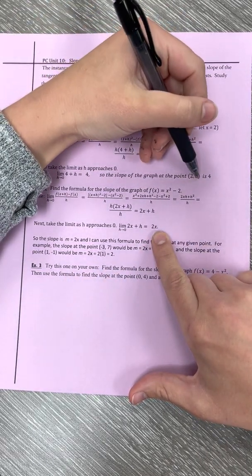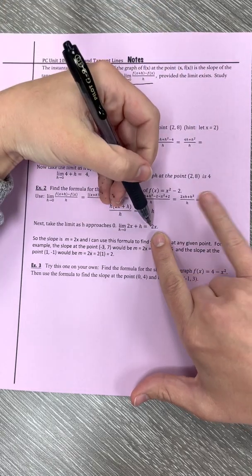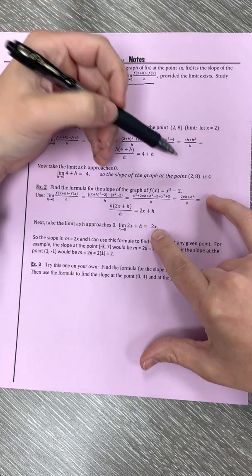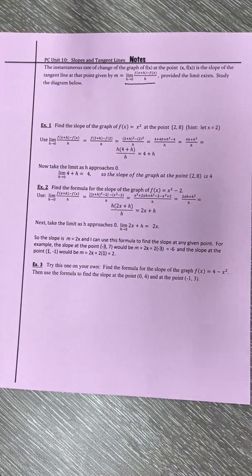Then they give you some sort of point, (2, 8). 2 times the x value is 4. And so they're saying that the slope at (2, 8) is 4. So not only am I going to work an example, but I'm also going to show it to you on a graph just so you can actually see that it is completely accurate.